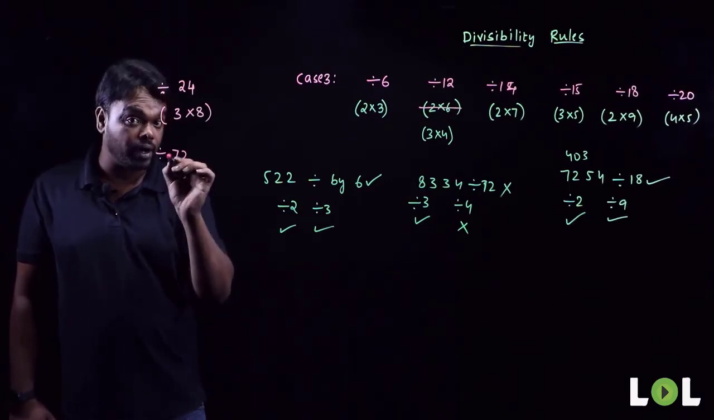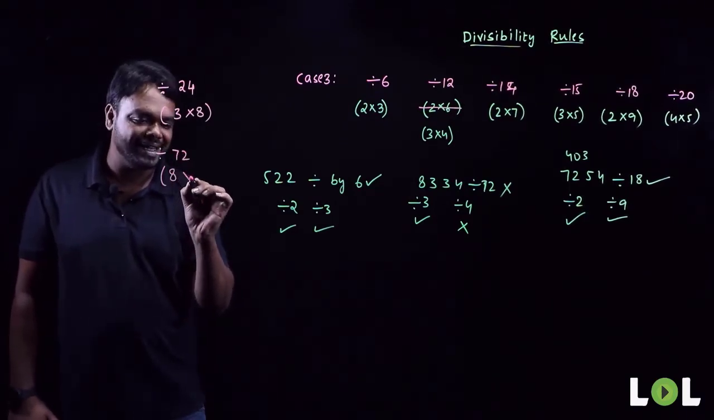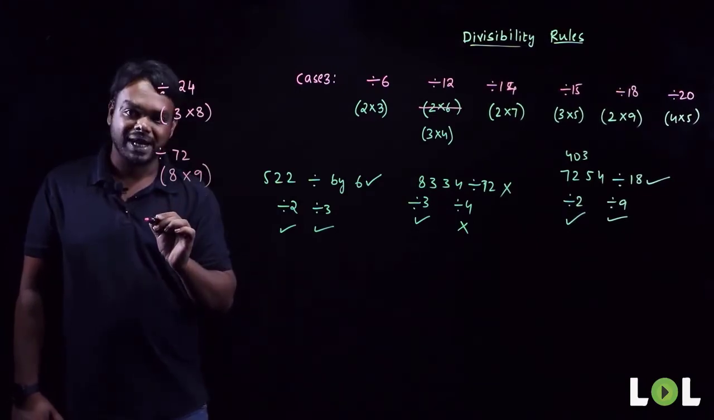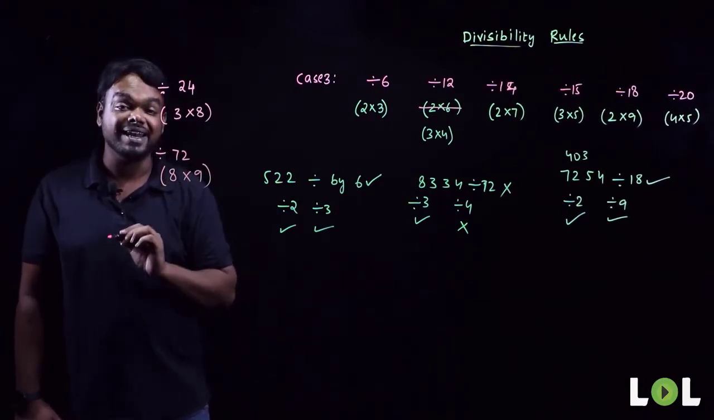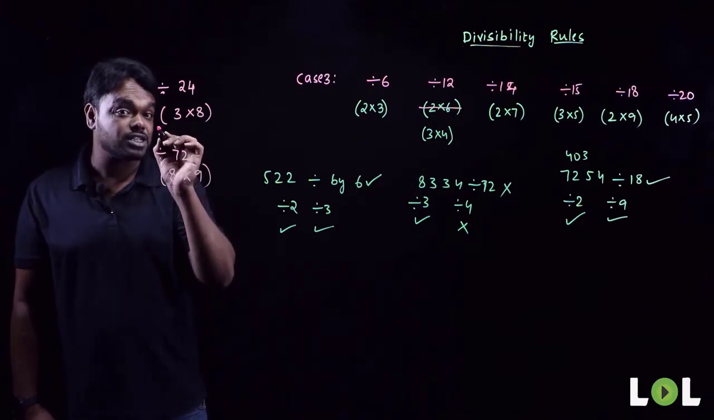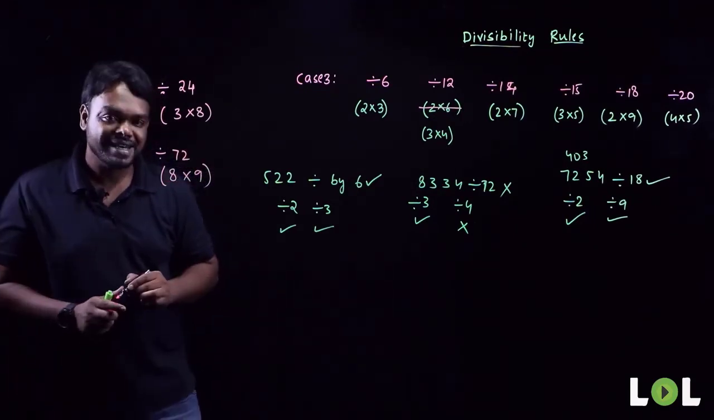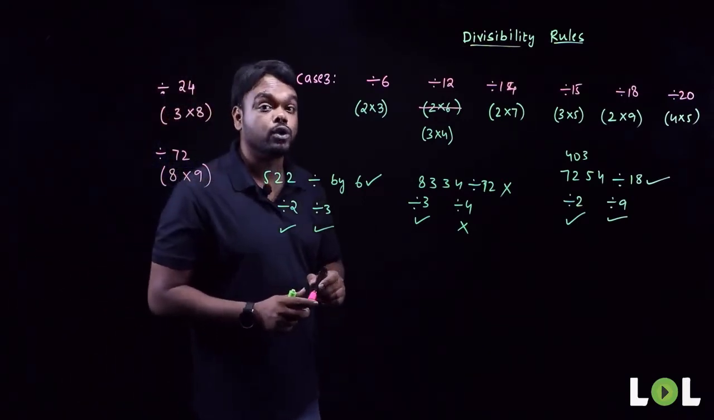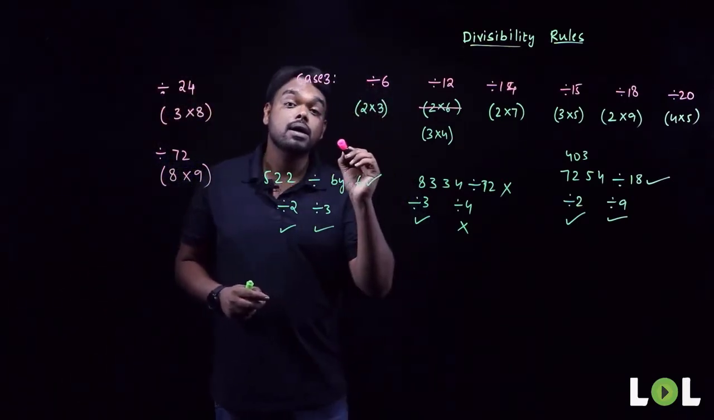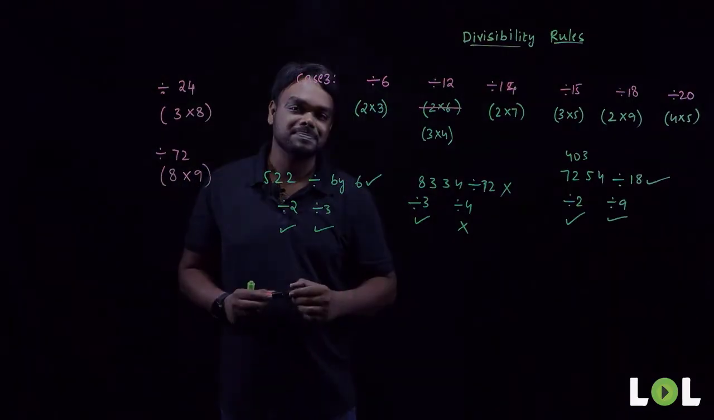Suppose I take, let's say, divisibility of 72. How do I write it? As a product of two co-prime numbers. I can write it as 8 into 9. 8 times 9 is 72, and 8 and 9 are co-prime numbers. So if any number has to be divisible by 72, it must be divisible by 8 as well as 9. So this is about the divisibility rule of all the composite numbers.